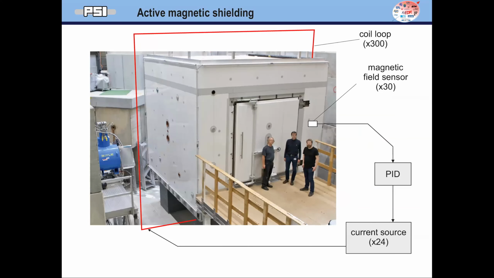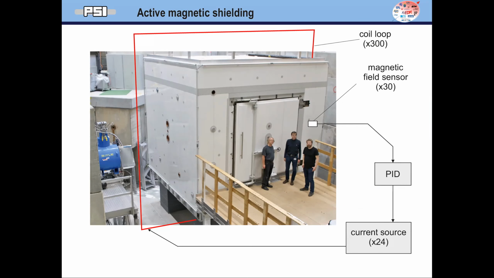So what can I show you of this new experiment? You see here a large magnetic shield. It's 5 by 5 by 5 meters, which shields all magnetic disturbances from the outside by something like 5 orders of magnitude.